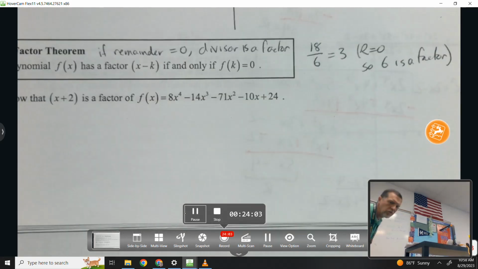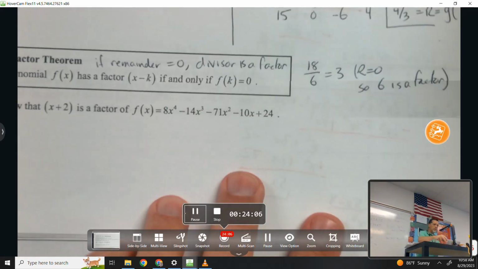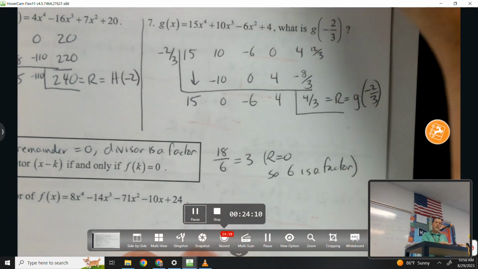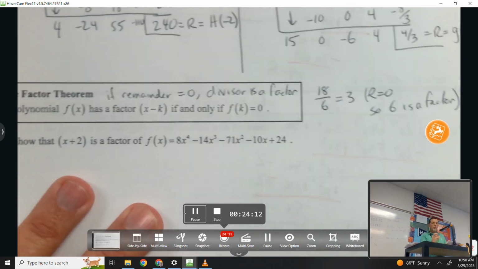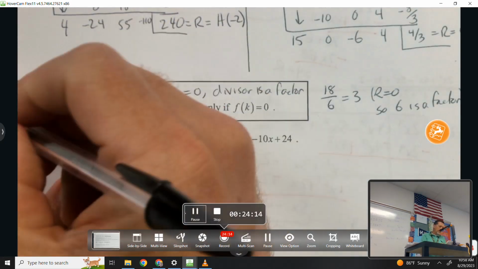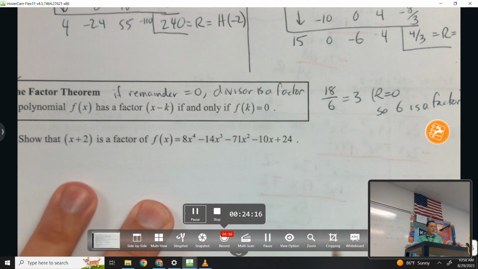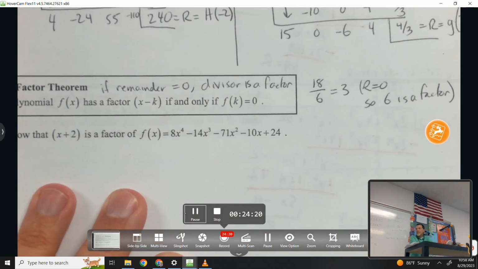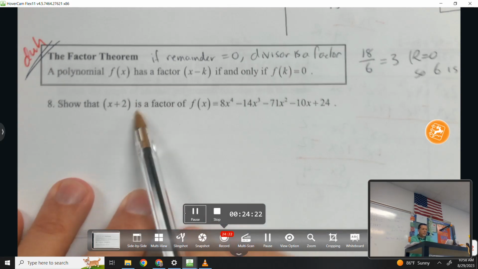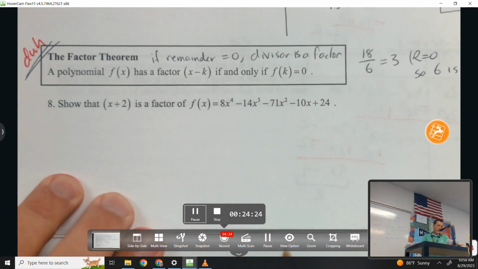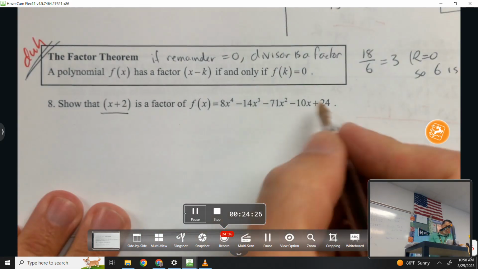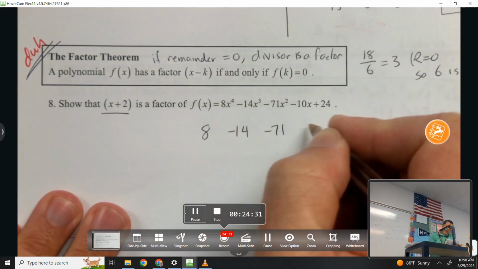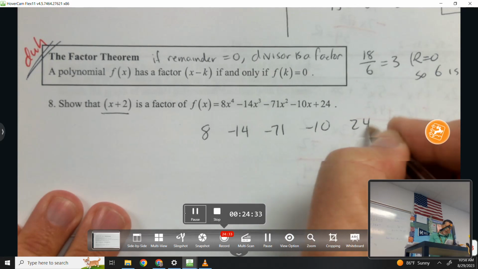Resume. There's the results of number 7 for those watching at home. And then the factor theorem, again, it's something you already know. You might not have heard it in official terms, but if the remainder is 0, then what you divided by worked, it's a factor. This just makes it sound really complicated. Show that x plus 2 is a factor of that thing. So we'll synthetic divide. And they finally gave us all the terms this time.